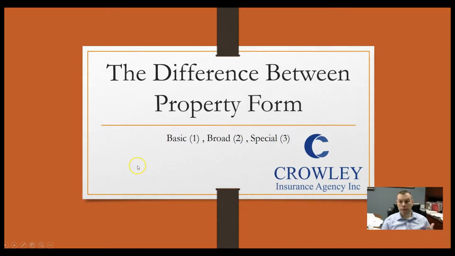So let's get started. As I mentioned, there are 3 different types of forms, all built into every type of property policy, from your primary homeowners to your 1 to 4 family rental property when it's on a personal lines basis. It's a basic or 1 form, broad or 2 form, and special or 3 form.